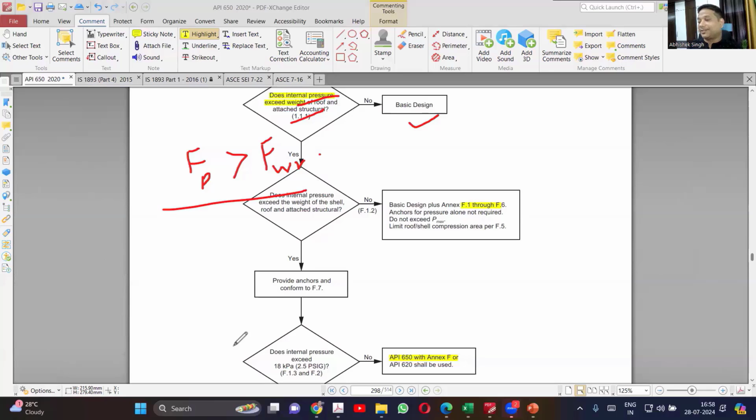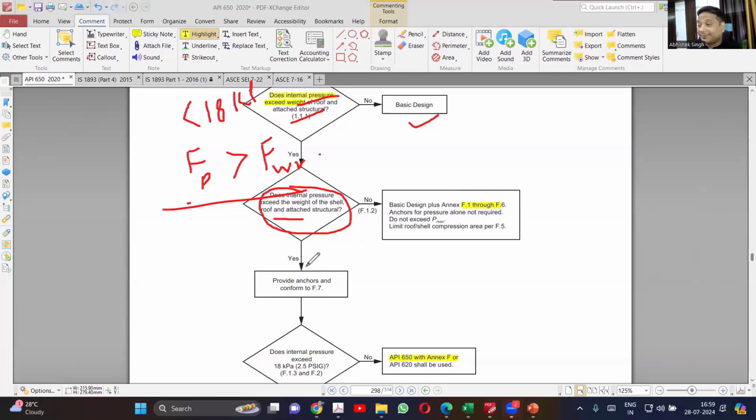If your force due to pressure is more than F1 to F6, I'll definitely say it's less than 18 kPa. Okay, pressure is less than 18 kPa, but the pressure is more than, and also less than, the shell and the roof. Okay, it's lesser than this, but more than the weight of the roof. Then Annexure F1 to F6 is what you'll be doing.